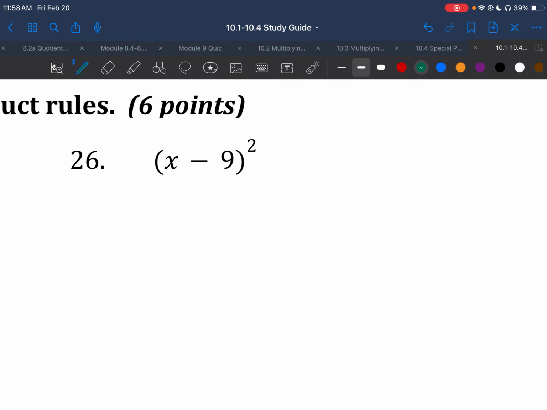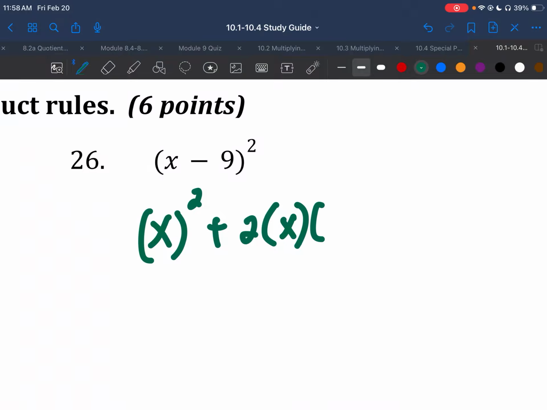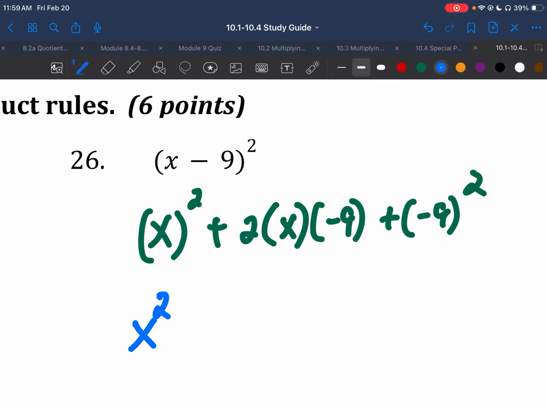For a subtraction problem, we do the same thing. X, our first term is being squared, plus 2 times our first term times our second term. And then we've got plus our second term squared. Remember, the negative sign is being squared. So we have x squared minus 18x plus 81.